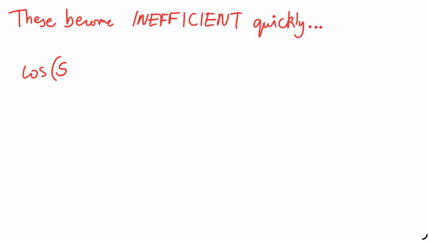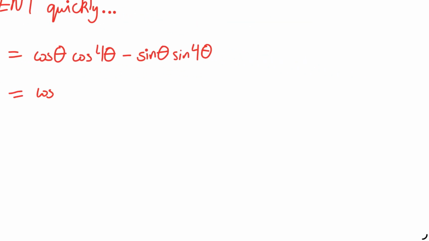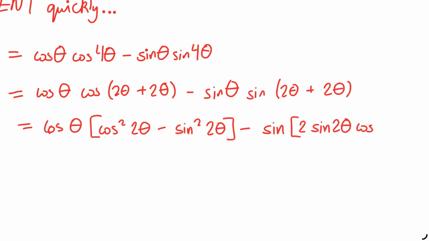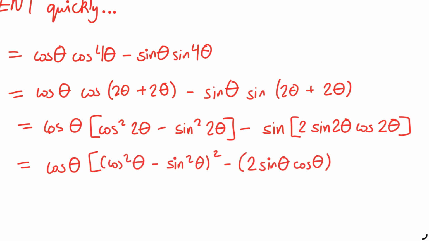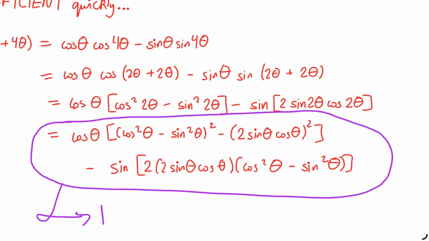So cosine 5 theta equals cosine of theta plus 4 theta, which is cosine theta cosine 4 theta minus sine theta sine 4 theta, which is equal to cosine theta cosine of 2 theta plus 2 theta minus sine theta sine of 2 theta plus 2 theta, and then it just reaches the point where I can genuinely write this out quicker than I could say it. Okay, so with all of that, we've reduced it to an expression only in terms of cosine and sine theta and its powers. But I mean, this will be a pain to neaten up, and will be even more of a pain to write just in terms of cosines.